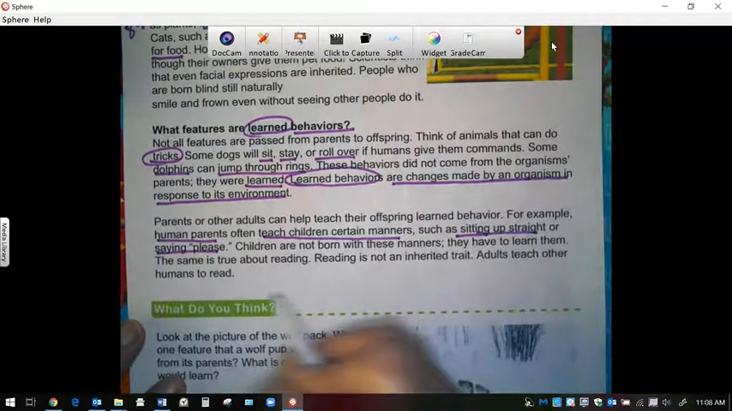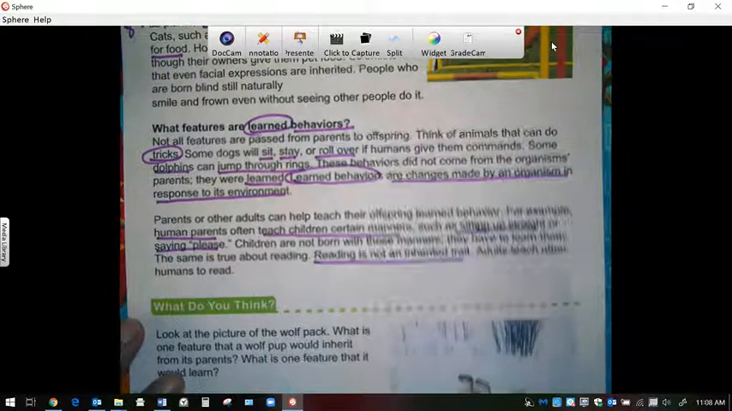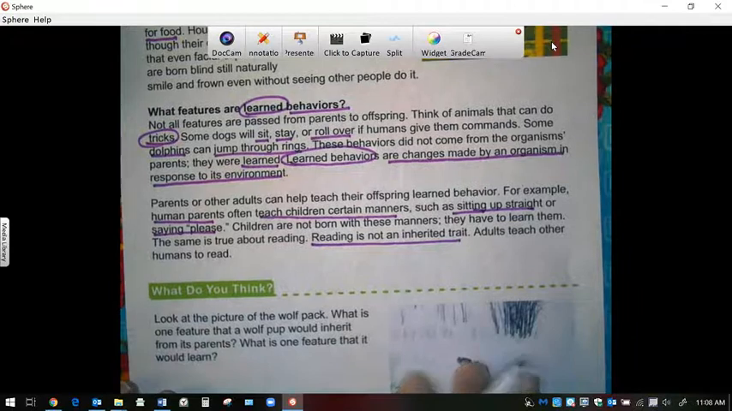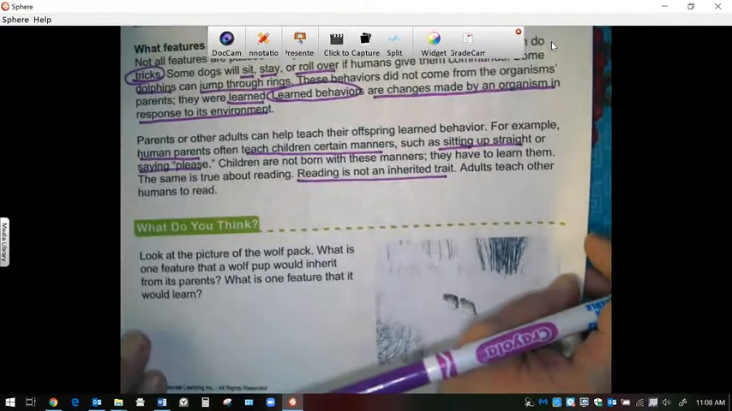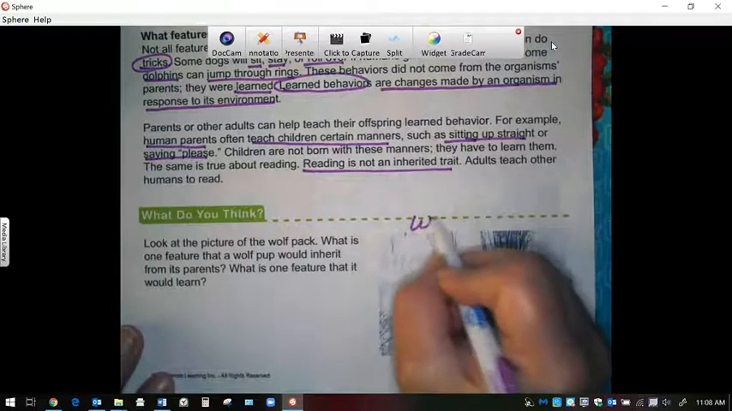Same is true about reading. Reading is not an inherited trait. Adults teach humans to read. So let's look at what do you think. Look at the picture of the wolf pack. Here is the photo of the wolf pack.